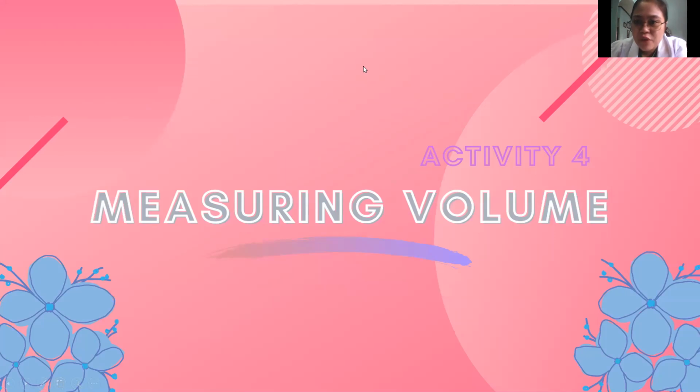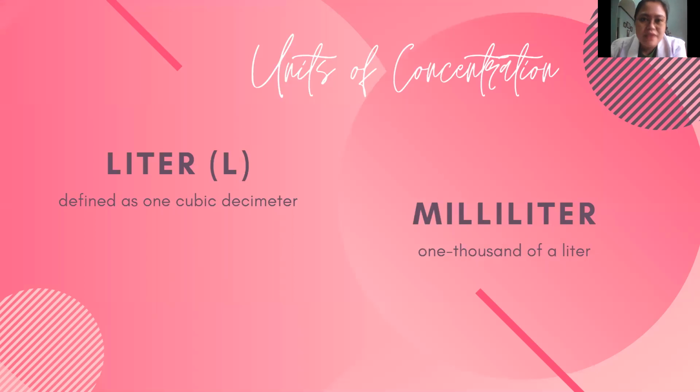So activity 4, do not forget, we have measuring volume. We are done with the mass. This time, we will talk about volume. So most likely, this is for our liquids. So we have units of concentration, class. Most likely, we will be using the liter and then the milliliter.